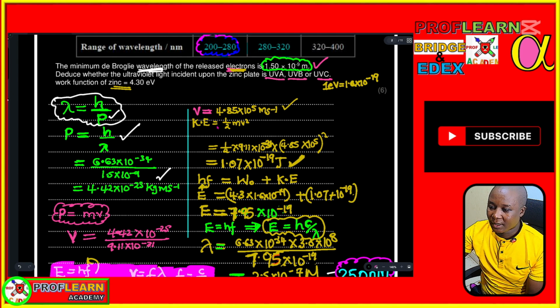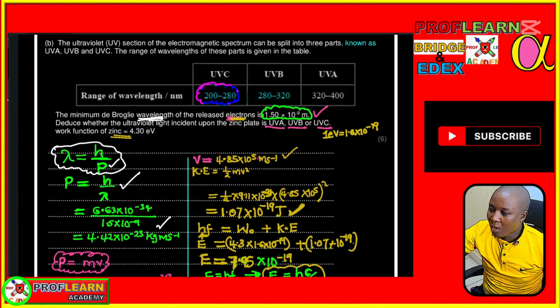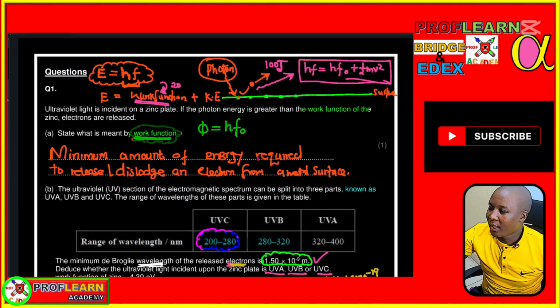But we understand that kinetic energy is equal to half mv squared. So if we know the mass and we know the speed, we can work out the energy at which the electrons were moving away. So we are going to relate that with this part that we have.